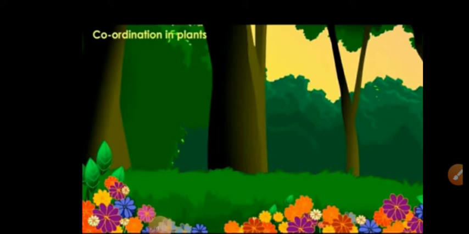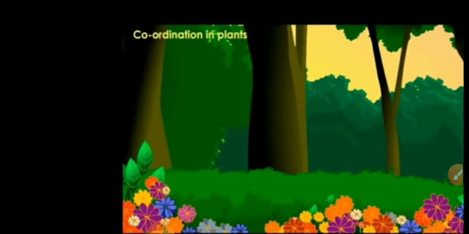Now we will see some slides, children. Here, on coordination in plants, we will see that plants do not have specific organs like human beings have, like the nervous system and muscular system, or animals have. Plants don't have that. The movements in plants are mainly in the form of responses given to stimuli. So here we will see the coordination in plants.